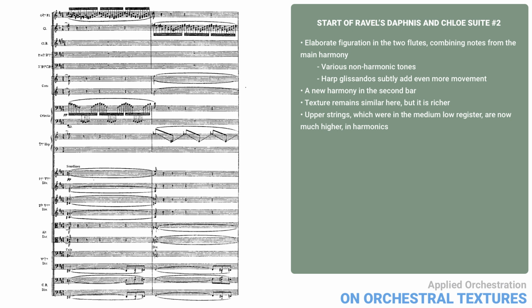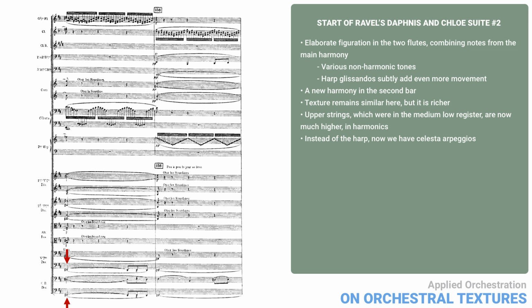Then they're followed by another change of harmony over a D sharp in the bass. The figuration goes back to the flutes again. However, instead of the harp, now we have celesta arpeggios. This then returns to the music we heard in the second bar. Then the D sharp harmony returns with the celesta figuration as before.